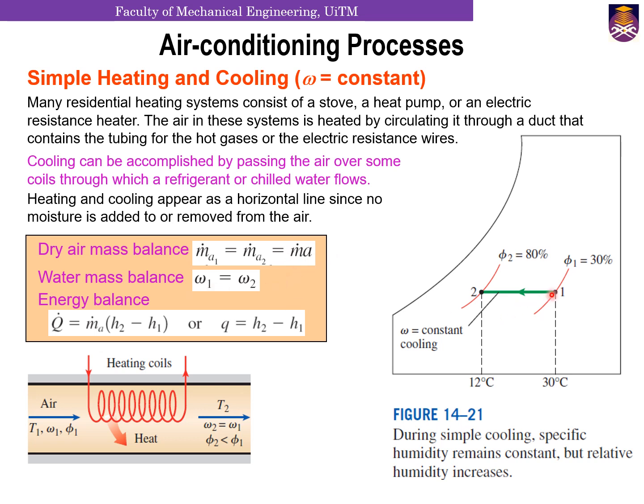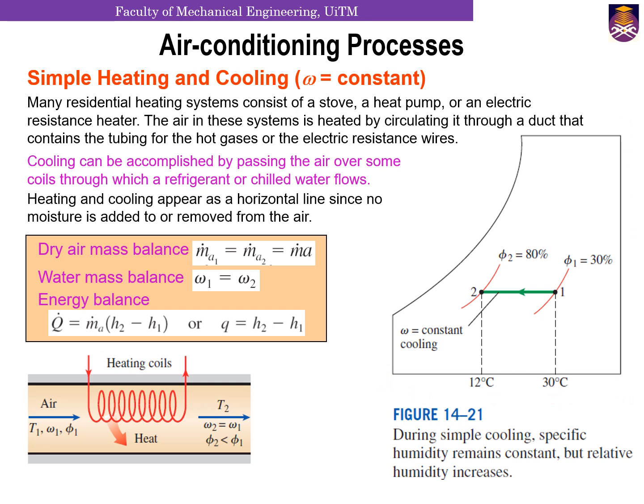So since it's a horizontal line on a psychrometric chart, your specific humidity will not change, and then because you are either adding heat or removing heat, your enthalpies will change, and based on that enthalpy change, you can then find out your energy balance. All right, so these are the formulas that you can have for simple heating and cooling, and you can also illustrate it easily on a psychrometric chart here.